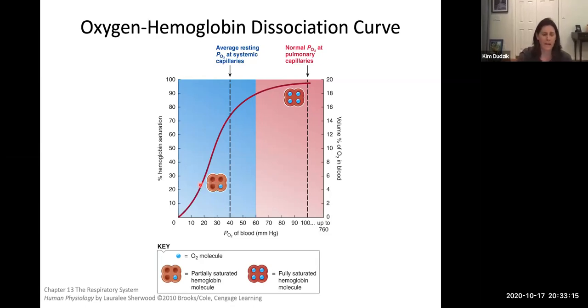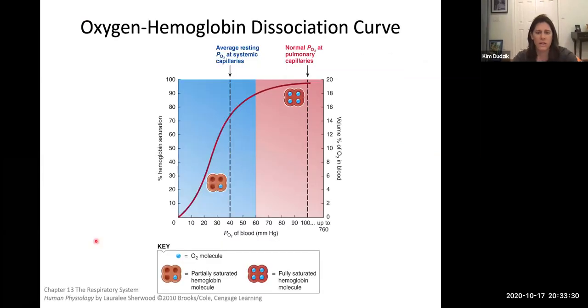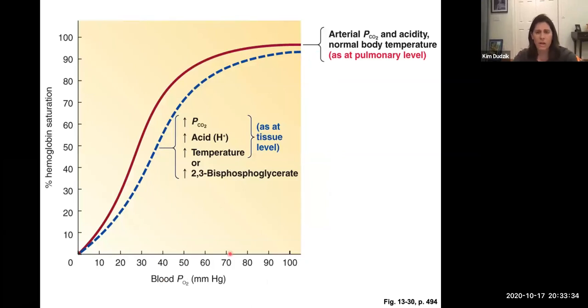Now, other things can affect the curve as well, because the curve can actually shift. So the red line here is the curve that we just saw up here. This is the same curve. And so again, how can I prove it? At 100, I go up to the red line and the hemoglobin saturation is almost 100. Here we are at 40. I'm going to head up to about there and I go across.